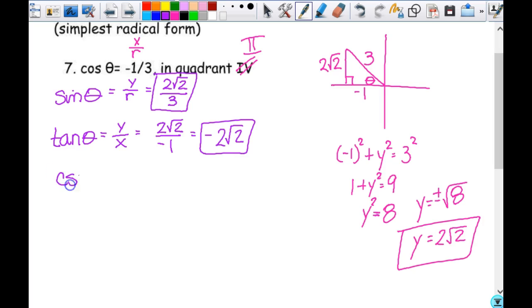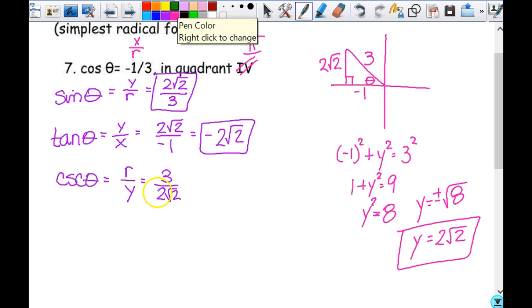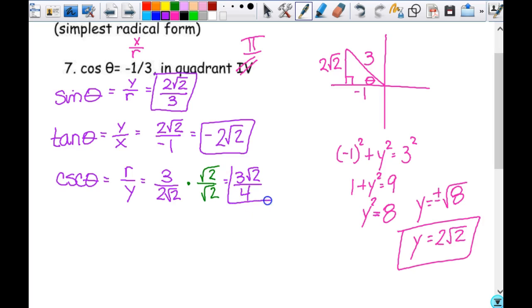Reciprocal of sine is cosecant. So that is going to give me r over y, which is 3 over 2 square root of 2. Can I leave it like that? Nope, I got to rationalize. So does this 2 really make any difference when I rationalize? Do I need to do anything with it? Or what do I multiply by? Just the square root of 2 over the square root of 2, yeah. So this is going to give me 3 square root of 2 over what? 4. And then I can't reduce that anymore. That's my cosecant. All right, we all good?